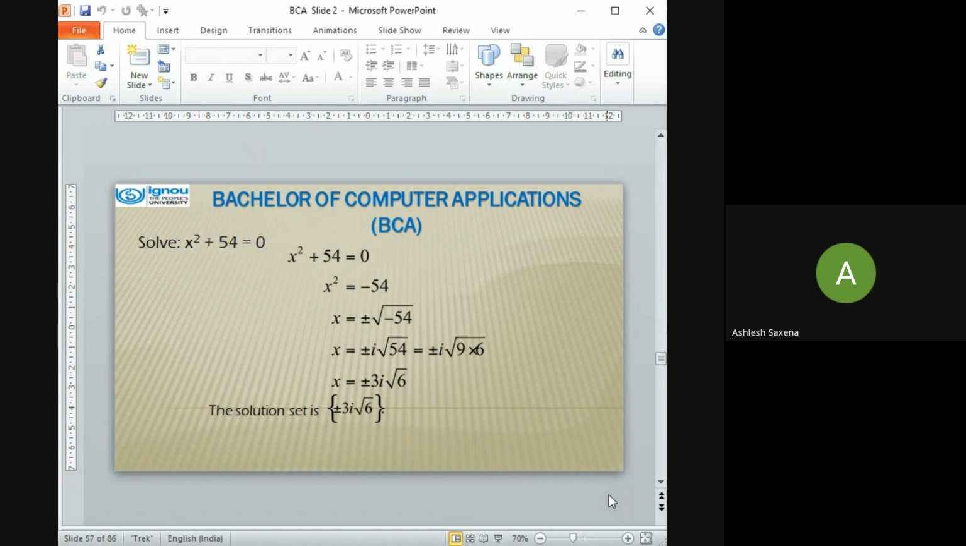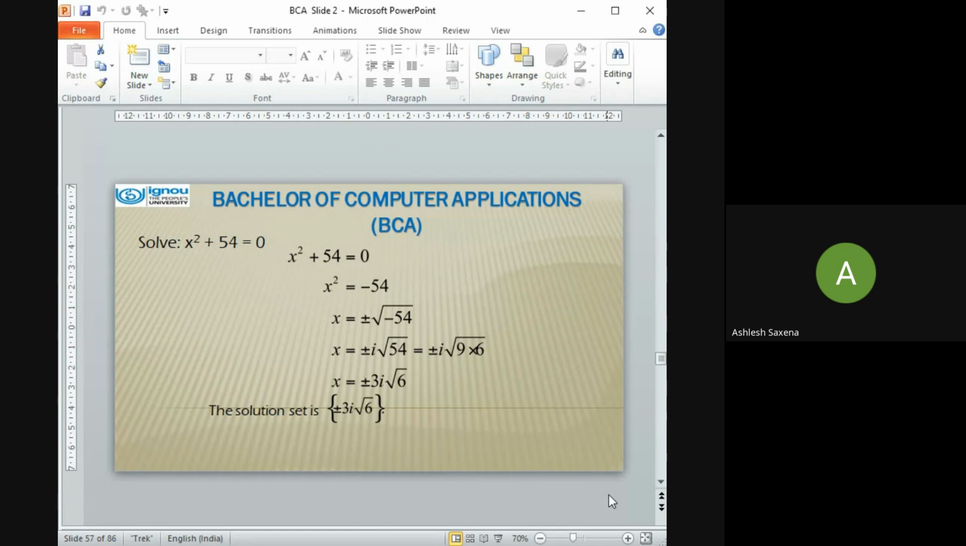Here we get another example. x square plus 54 equal to 0, and you have to find the value of x. What will we be doing? We will be moving this 54 to the right hand side, so it will become minus 54. Now we have x square is equal to minus 54. By the next step, we can write x is equal to plus minus under root minus 54. Minus 1 is under root, so you will straight away write iota. So it will be reduced to plus minus iota root 54.